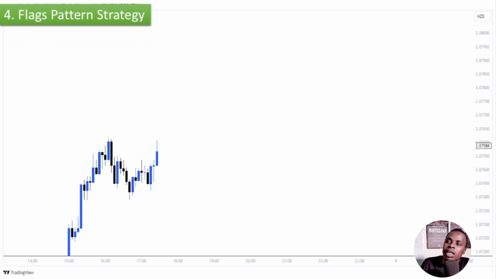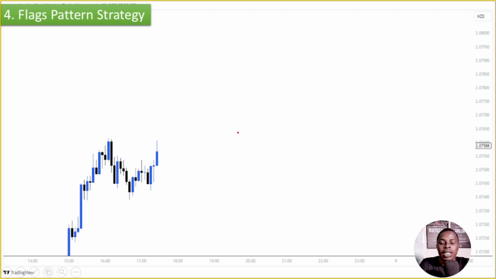Now the next strategy that I want to show you is what is called the flag pattern strategy. The flag is just a market that has a very strong move to the upside and then a range, right? And the range helps to build momentum, which makes this strategy very highly profitable.